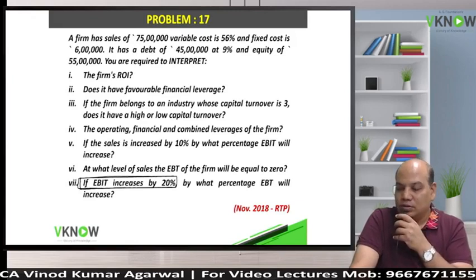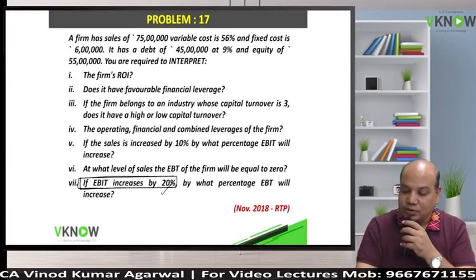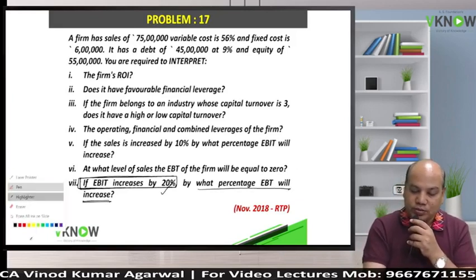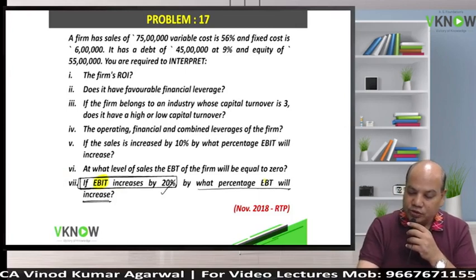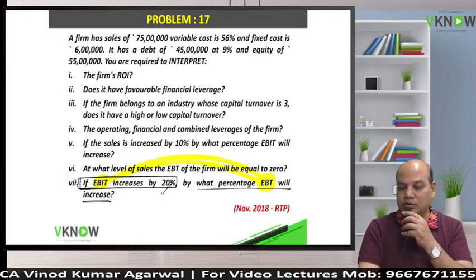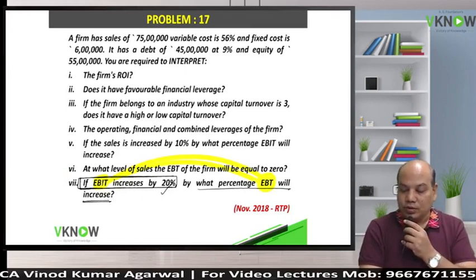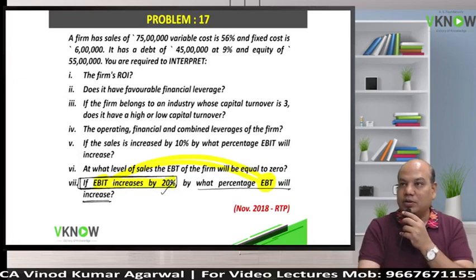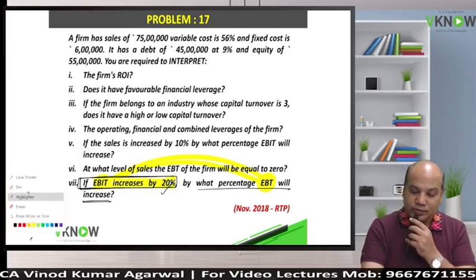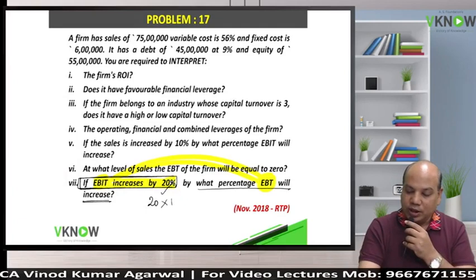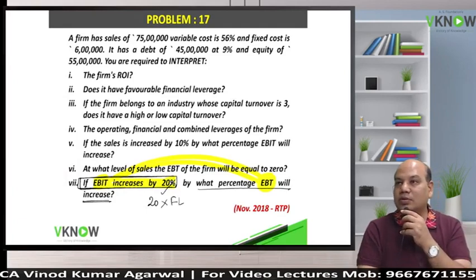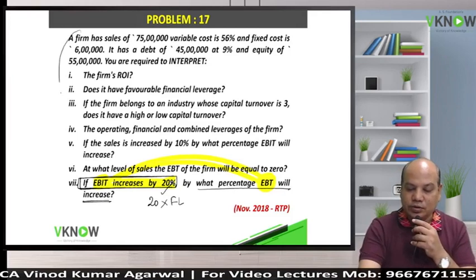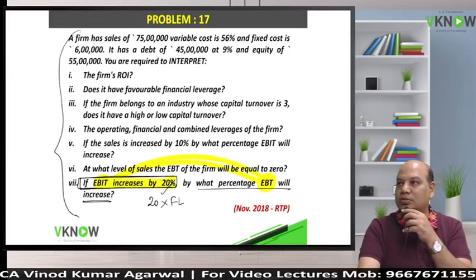If EBIT increases by 20%, by what percentage will EBT increase? One more time. Which ratio links EBIT with EBT? The financial leverage. So if EBIT increases by 20%, by what percentage will EBT increase? 20 multiplied by financial leverage. If you can understand this answer, it means you have understood this topic. Rest is only practice.